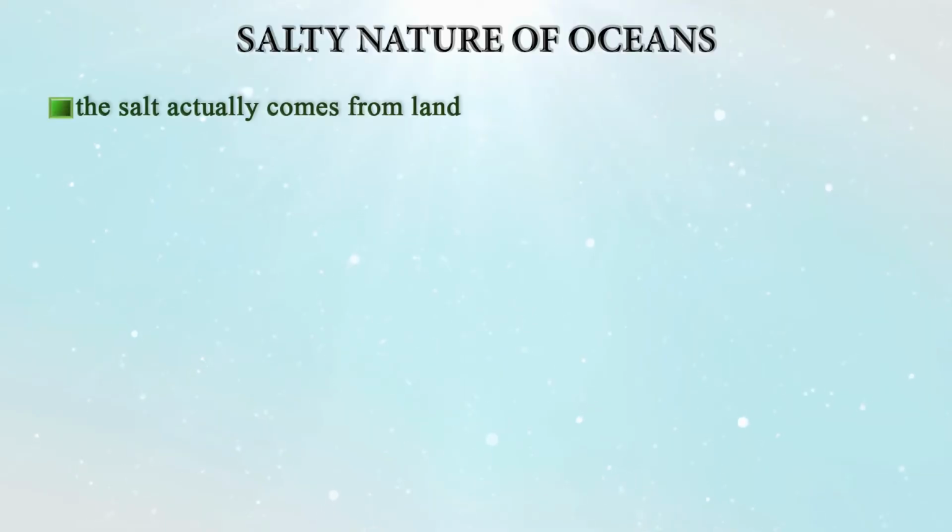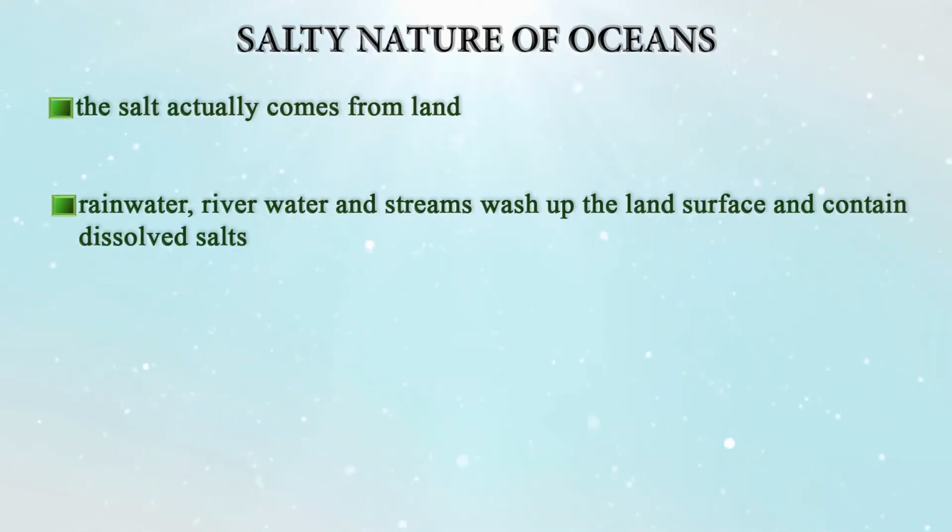So we are all familiar with the salty nature of oceans. Do you know what is the source of this salt? Yes, the salt actually comes from the land areas. The rain water dissolves enormous amount of salts and flows as surface runoff. The river water streams all wash up the land surface and contain dissolved salts. And since we have studied while studying the hydrological cycle that the slope of the land is towards the ocean, so everything gets deposited into the oceans.